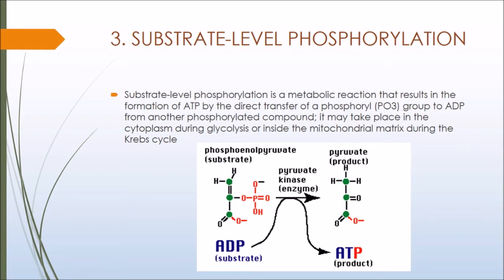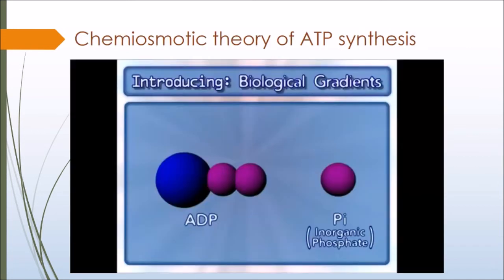The next one is substrate level phosphorylation. It's a metabolic reaction that results in the formation of ATP by the direct transfer of a phosphoryl group to ADP, forming ATP. It takes place generally in glycolysis and in the Krebs cycle. Now, chemiosmosis is the movement of hydrogen from high concentration to low. Let us look at how it actually takes place.